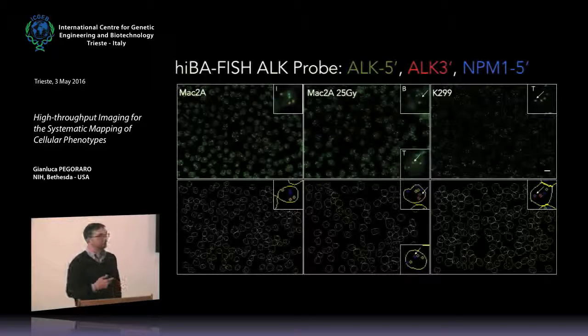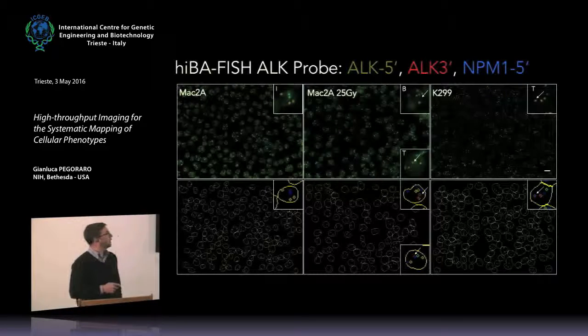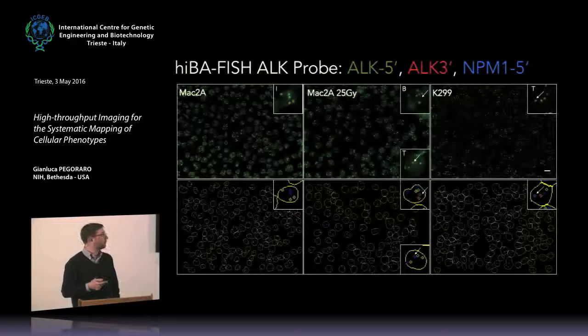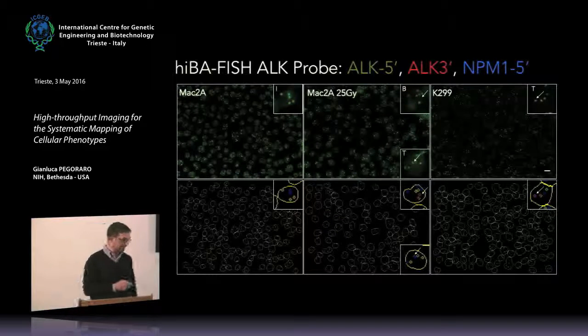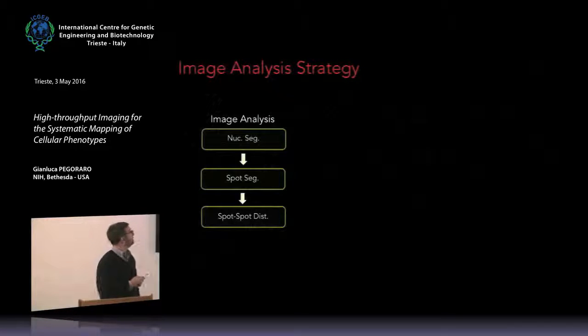And finally, in order to test whether we could detect small changes in the frequencies of these breaks and translocations, we treated MAC2A cells, our negative control cell line, with a high dose of ionizing radiation that is known to cause DNA damage, thus hoping to detect increases in breakage and translocations. And this is just the complementary probe set that shows the same thing.